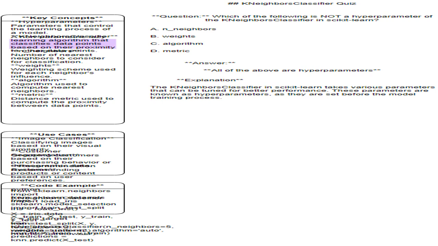For brute force, the algorithm calculates the distance to all other data points. For ball tree or KD tree, the algorithm constructs a hierarchical tree structure to efficiently find the nearest neighbors, without calculating the distance to every other point. Distance metric used to compute the proximity between data points. Minkowski is a general metric that includes Euclidean and Manhattan as special cases.